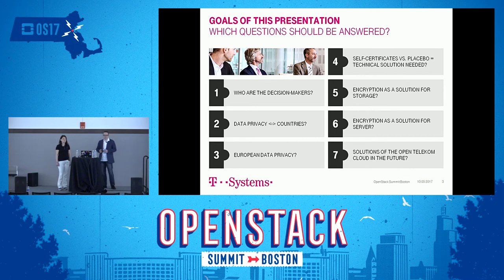Then digging a bit deeper on European data privacy. So what is happening in the European Union? I don't know how deep you are involved in that topic and how much you are aware about that. Then certificates. I mean, all the clouds out there are certified and have some fancy certificates that they can show you. Are they worth the paper that they are printed on or not? And is it just a placebo, or what technical solutions may be needed? And then digging a bit deeper into the technical implementation. So what encryption solutions for storage are out there, what for server, and also showing a bit of what we are doing in that area. So what solutions in the Open Telecom Cloud are there?